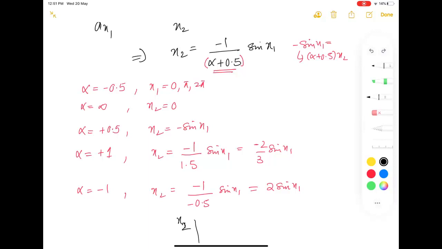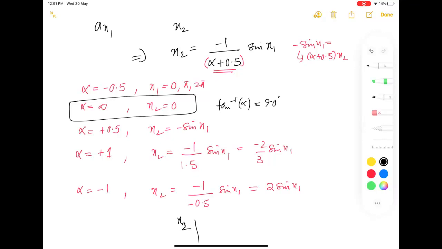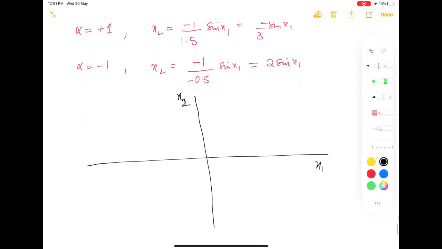So let us start with x2 is equal to 0, right? The angle at which the phase portrait is going to cut this line is going to be 90 degrees. So x2 is equal to 0 line is the x1 axis, and the x1 axis would be cut by the phase portrait at 90 degrees, right? So it's going to be like this.